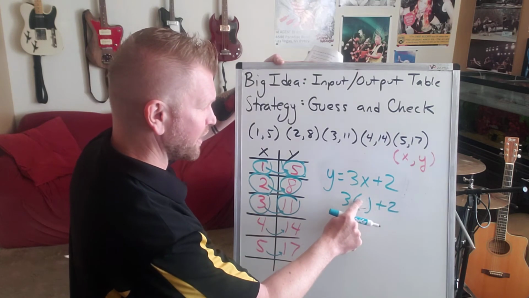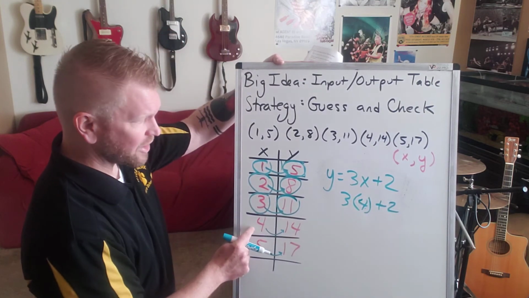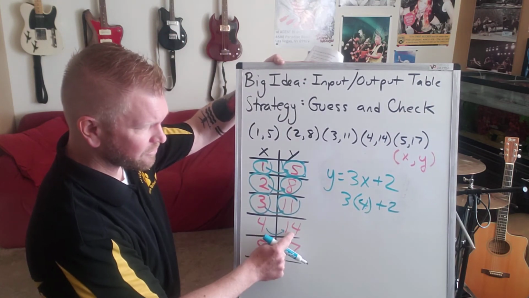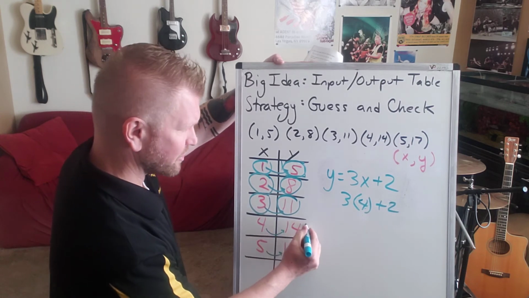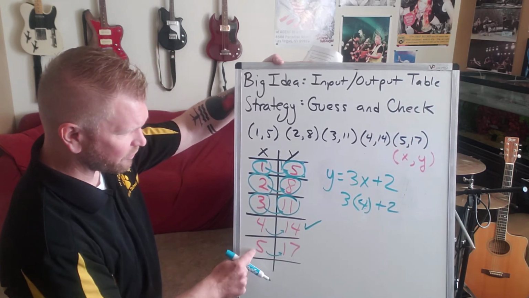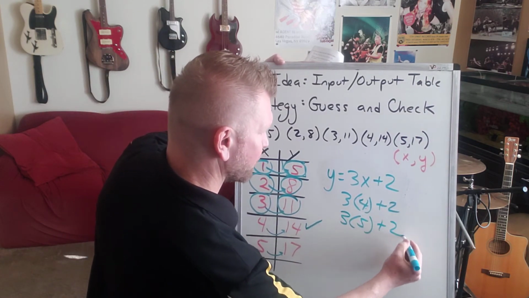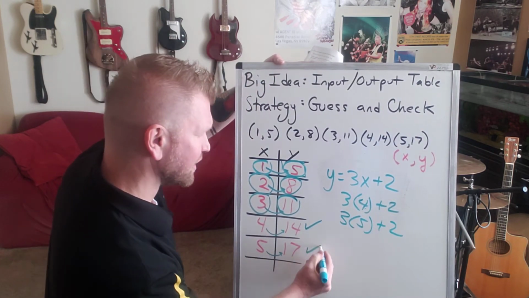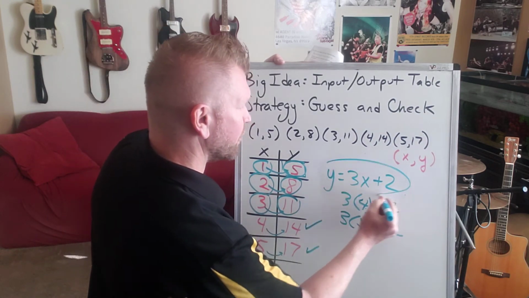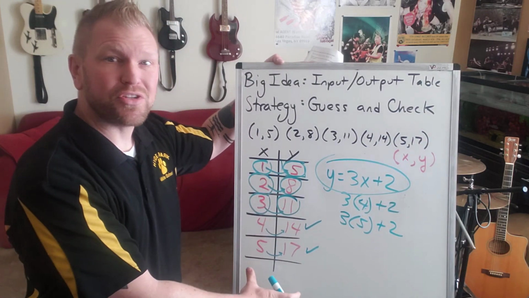What about if we tried 3 times 4 plus 2? Would that equal 14? It does. Check. What about if we tried 3 times 5 plus 2? Would that equal 17? It does. So this is the rule that works for all of the inputs and outputs.